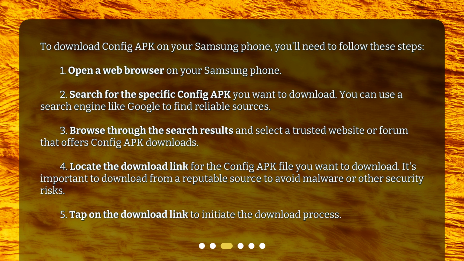4. Locate the download link for the Config APK file you want to download. It's important to download from a reputable source to avoid malware or other security risks. 5. Tap on the download link to initiate the download process.